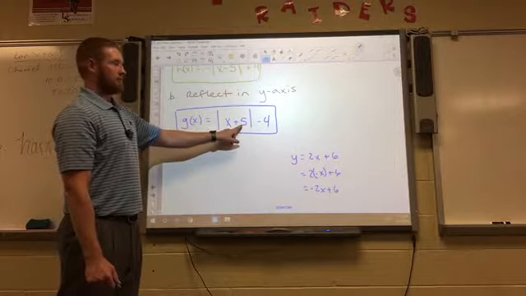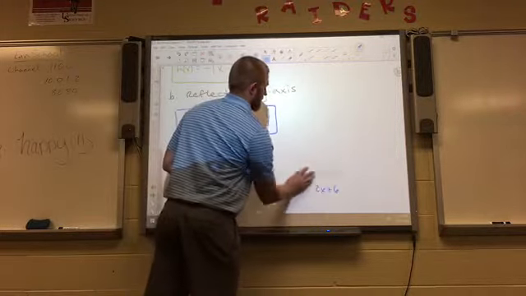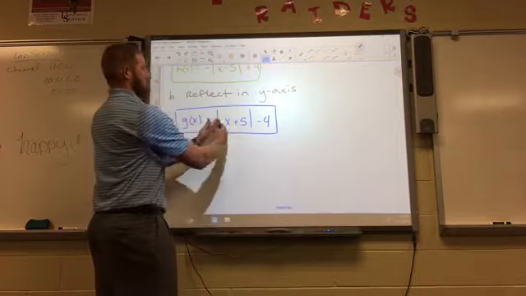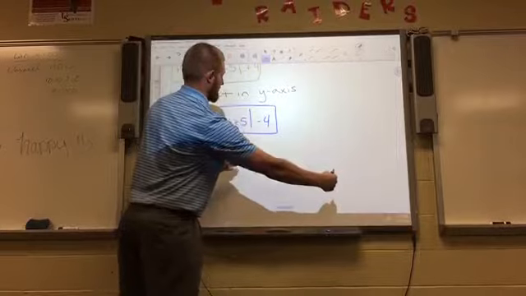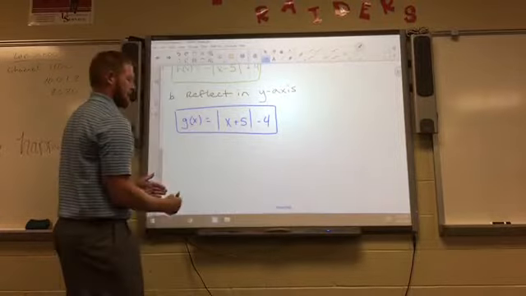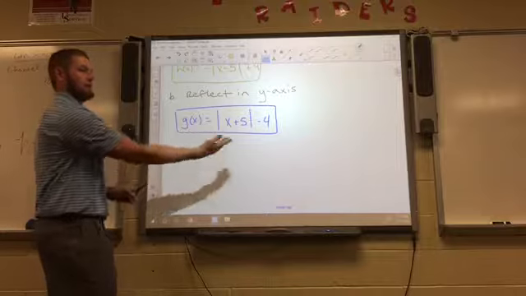So that would be left in. I originally was 5 units to the right and down 4. Now I'm down 4, but now I'm left 5. So basically, I reflected it in the y-axis.